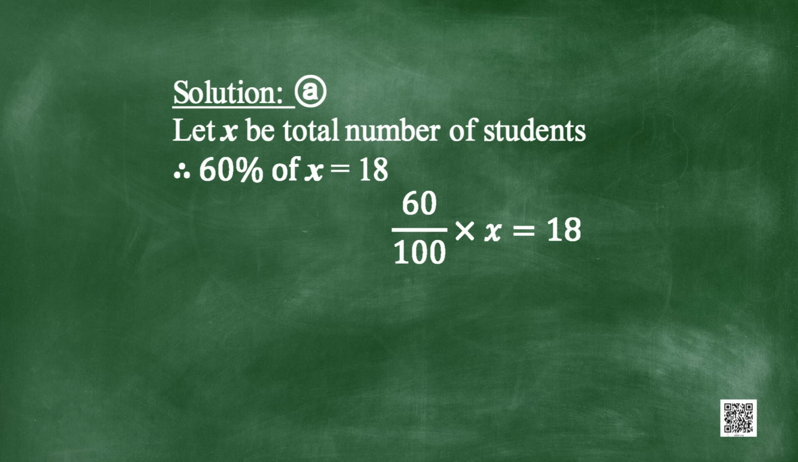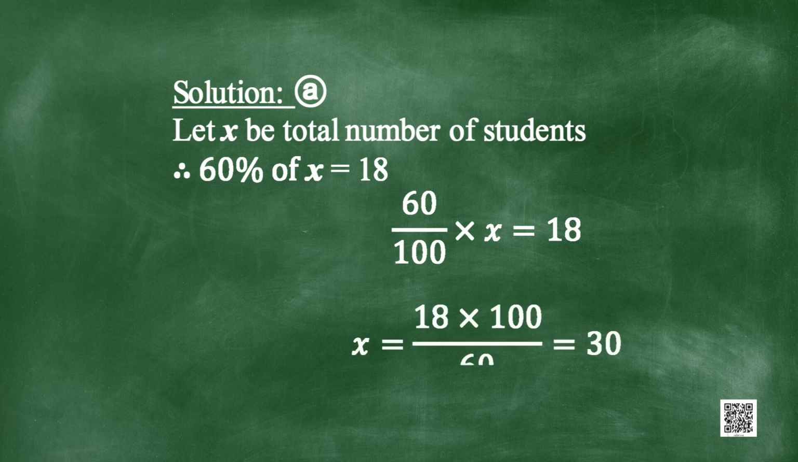Firstly, assume the total number of students in the class as x, and it is given that 60% of total students are girls. So, therefore, 60% of x are girls, which is equal to 18. So, 60% of x, that is nothing but 60 by 100 multiplied with x, is equal to the number of students, which is 18. So therefore, upon simplification we get x is equal to 18 multiplied with 100 whole divided by 60. So now we can simplify this and we get x is equal to 30.